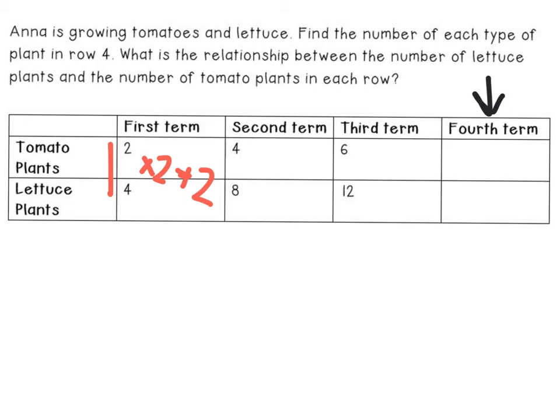4 plus 2 is 6, so that doesn't work, but 4 times 2 is 8, and 6 times 2 is 12. So it looks like times 2 is what is working out here. So my rule has something to do with multiplying by 2. Let's say that we need to fill in that last row there.